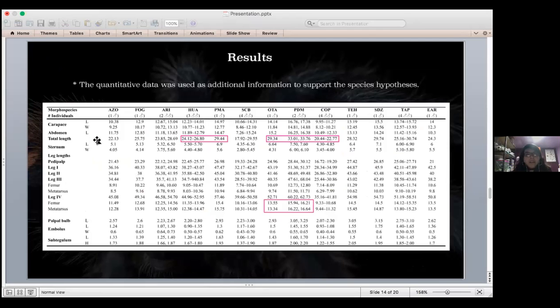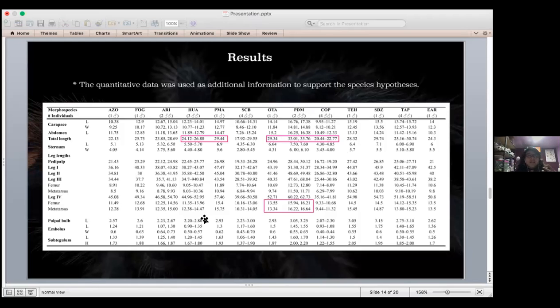For example, the total length of the body was very useful, especially to separate morphospecies that were closely distributed. For example, this one from Paso de Milpa, Veracruz, in the adult males, the total length was about 33 millimeters, and in a species that is geographically closely distributed, the total length is about 22 millimeters.